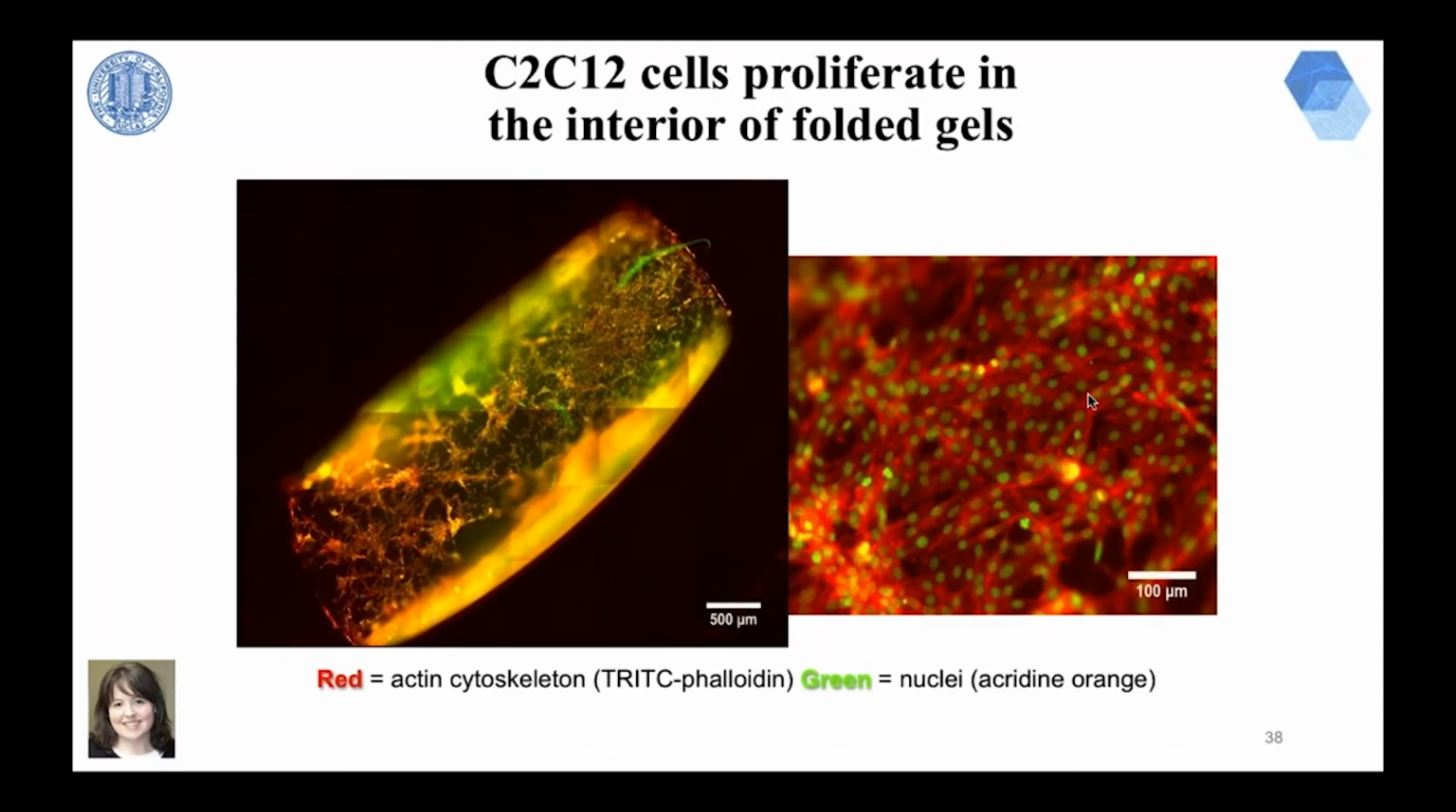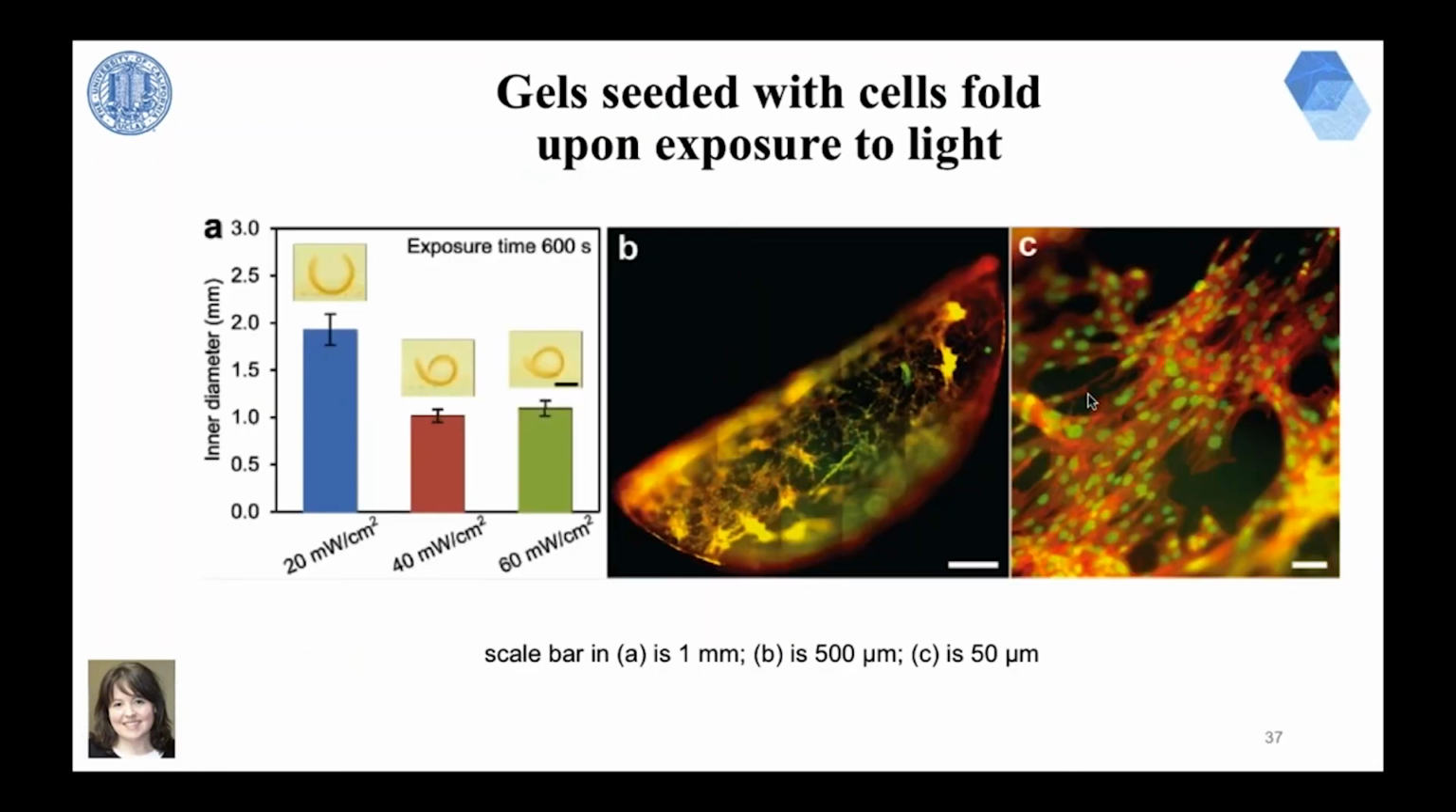So we chose to use a particular cell type called C2C12 cells. These are muscle cell precursors. And on the left-hand side, we're showing you the inner diameter of the hydrogel tube as a function of the intensity of light that we used as the exposure source. And then in the insets here, you can see the shape of the tubes that form. Now, what's important about this is that these tubes, although you can't see it in this picture, actually have cells seeded on the interior of these, and the cells have very high viability.